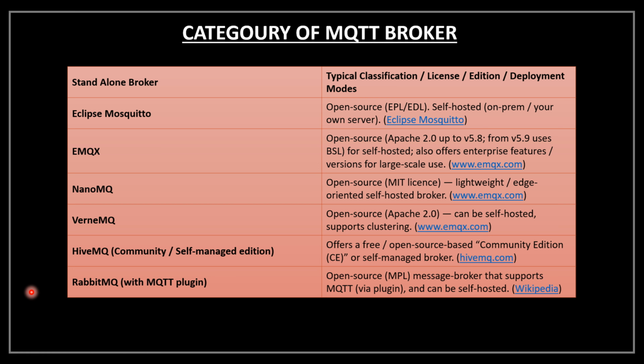So these are a few standalone brokers. The most famous is Eclipse Mosquitto, which is open source and self-hosted. So you can go through this. The MQTT protocol does not require internet access to function. It only needs an underlying TCP/IP network to facilitate communication between the client and the broker. This is for standalone. But if you are using a cloud-based MQTT broker, then both the client and the broker must have an active internet connection to communicate.